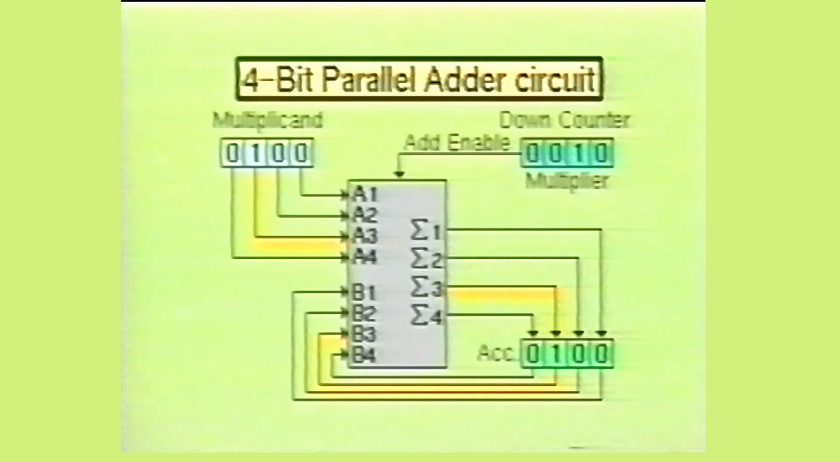Since the inputs A1 to A4 have a binary 4, and the inputs B1 to B4 have a binary 0, the accumulator will store the sum of binary 4.